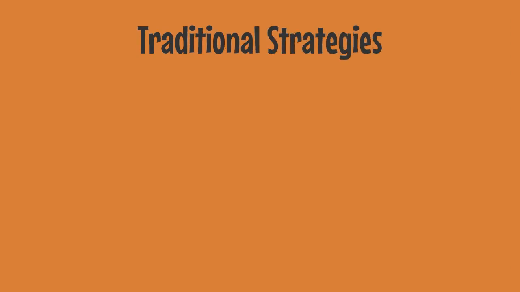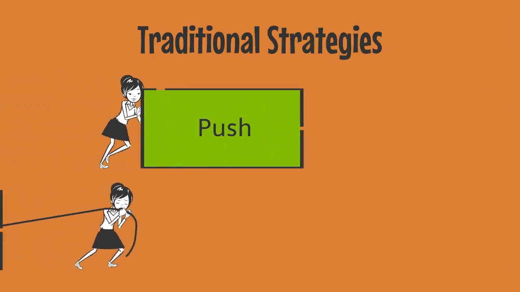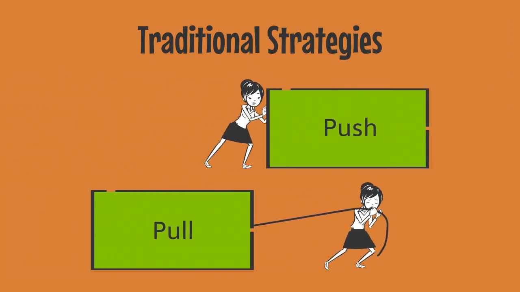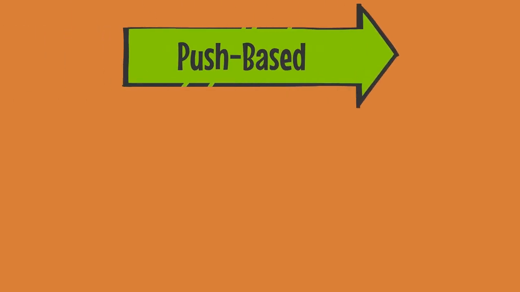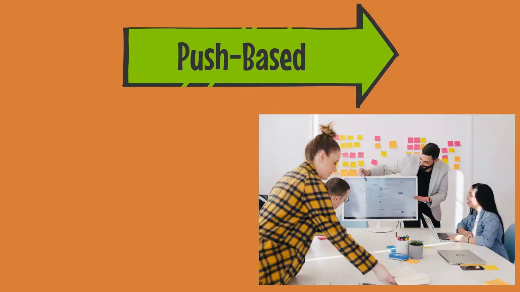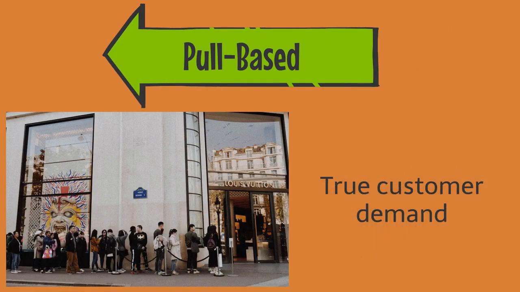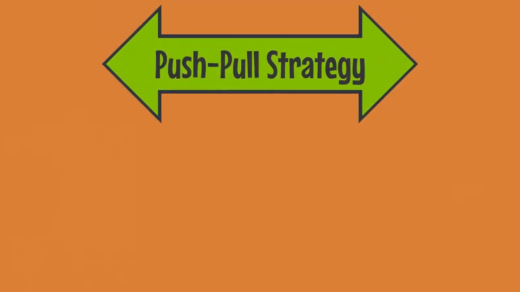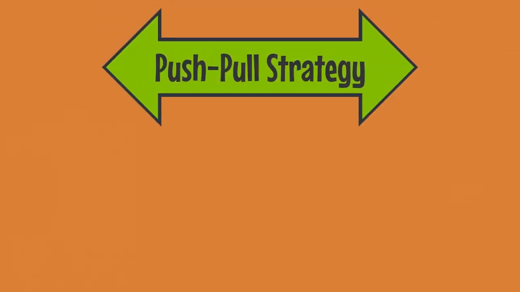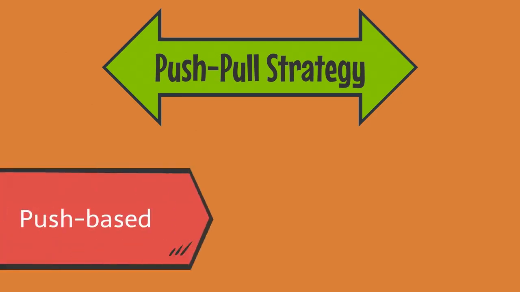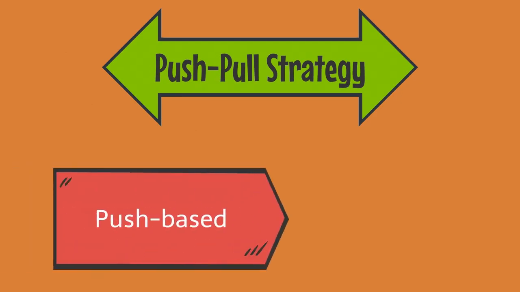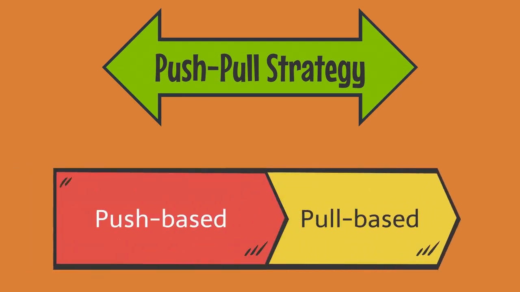Traditional supply chain strategies are frequently classified as either push or pull techniques. In a push-based supply chain, production and distribution decisions are based on long-term forecasts. In a pull-based supply chain, production and distribution are demand-driven so that they are coordinated with true customer demand rather than forecast demand. In a push-pull strategy, some stages of the supply chain, typically the initial stages, are operated in a push-based manner, whereas the remaining stages employ a pull-based strategy.